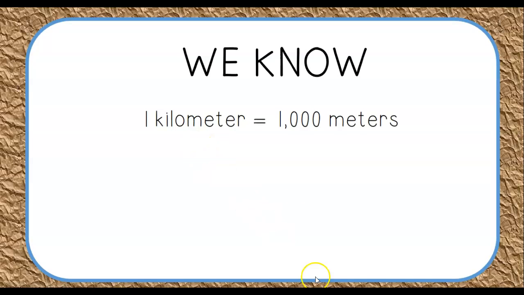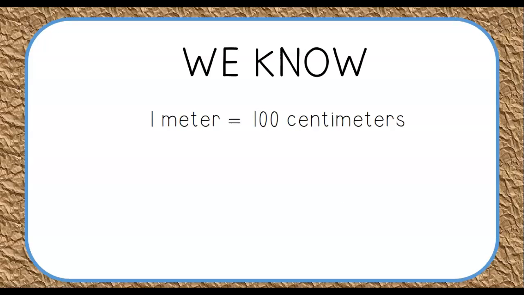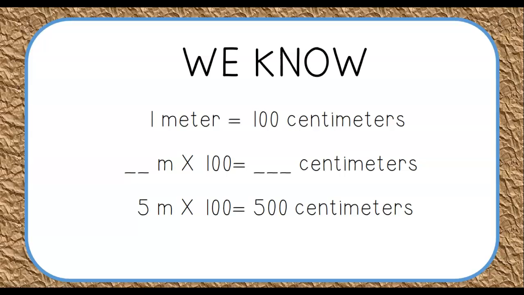Okay, so if we know that 1 kilometer has 1,000 meters, we can know that any amount of kilometers times 1,000 will tell me the amount of meters that's in it. So if we have 7 kilometers times 1,000, it equals 7,000 meters. We know that 1 meter has 100 centimeters in it. That's 1 meter stick. Okay? And we can put the number of meters in, times it by 100, and it'll tell us how many centimeters that is. So if we have 5 meters times 100 will equal 500 centimeters.